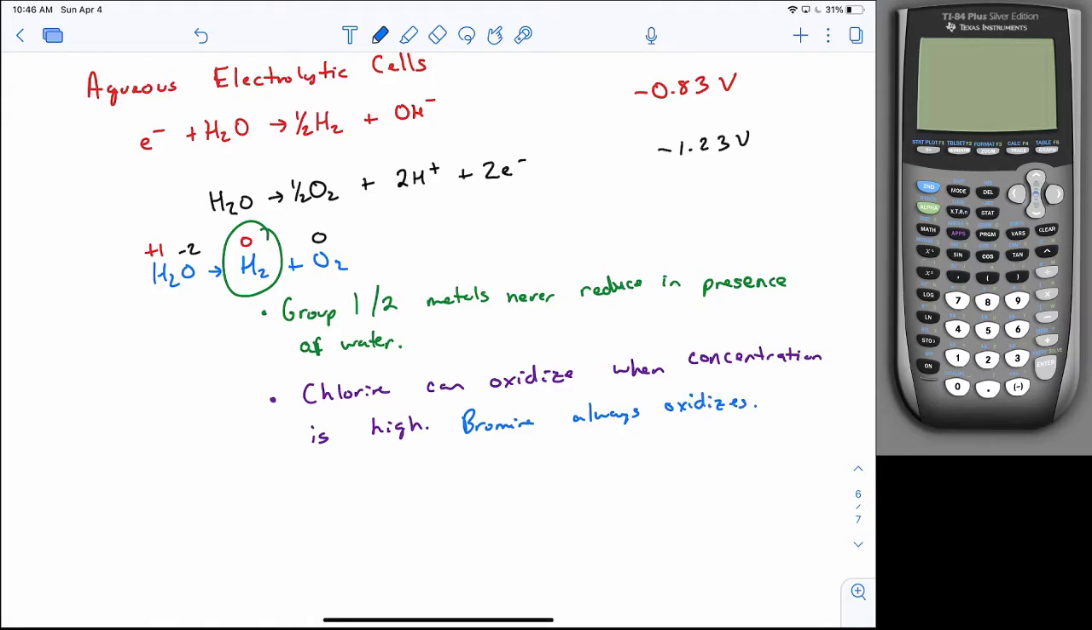I'm kind of surprised that the IB put that on the multiple choice that we were looking at earlier, because without knowing those cell potentials off the top of your head, it'd be really hard to deduce that, unless the answer choices were so obvious. But chlorine can oxidize when concentration is high. Bromine always oxidizes. That is the competing reaction with the anode here. If it's a low concentration of chlorine, you're going to get oxygen gas. If it's a high concentration of chlorine, you'll get chlorine gas. If it's bromine, you'll always get bromine gas. And I guess we'll say also iodine. So bromine and iodine will always oxidize, chlorine only at high concentration, and then fluorine never.